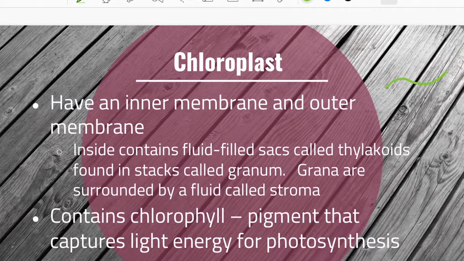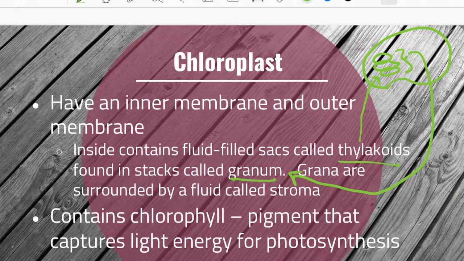So if this is our chloroplast, inside the chloroplast, they have these button-like structures, sacs called thylakoids, and they come in stacks. And those stacked sacs are called granum. So a single one is a thylakoid. The whole shebang, the whole stack, is a granum. And this is surrounded by a fluid. All of this is surrounded by a fluid called stroma.